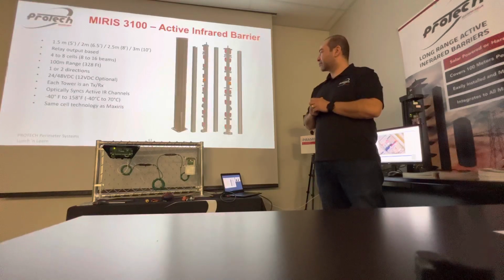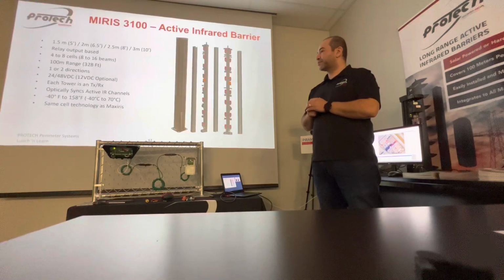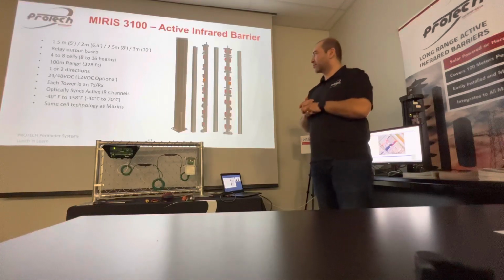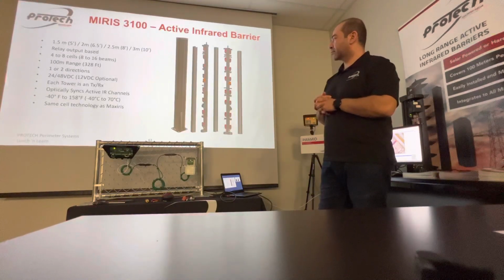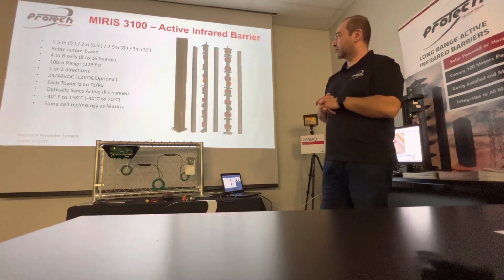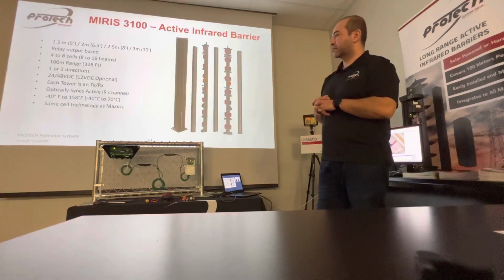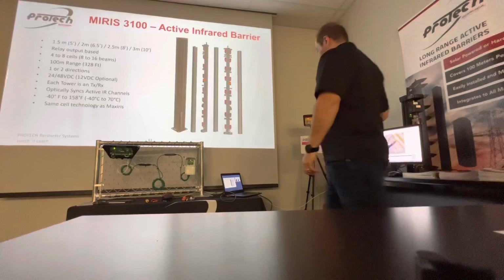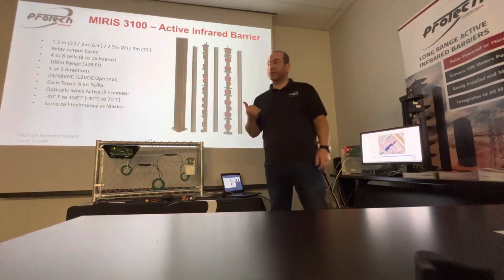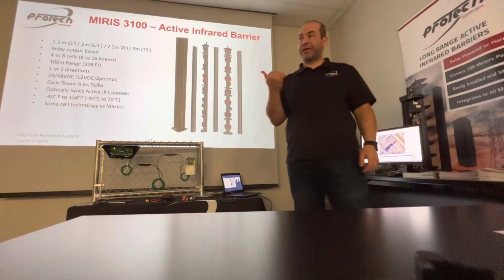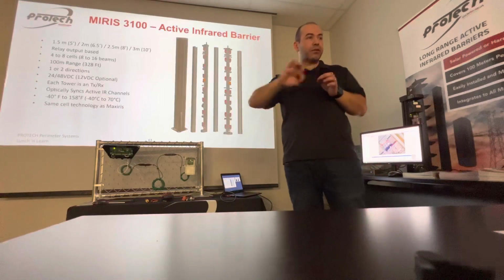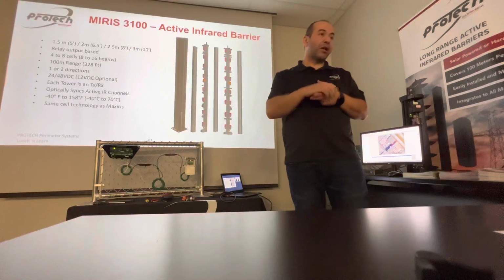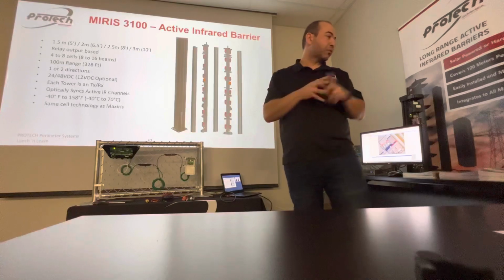So the Miris is a step down from the Maxiris, same technology, just relay output based, 100-meter range. And did you speak to the optical synchronization? Yeah, the Maxiris needs a cable between transmitter and receiver. So it's a wired synchronization cable. That means each column needs 18 gauge or 22 gauge wire to communicate together.